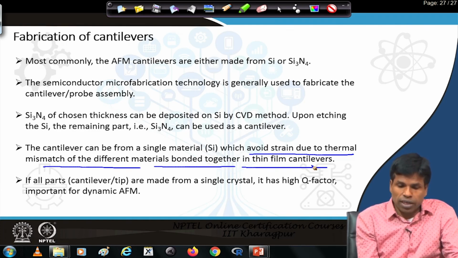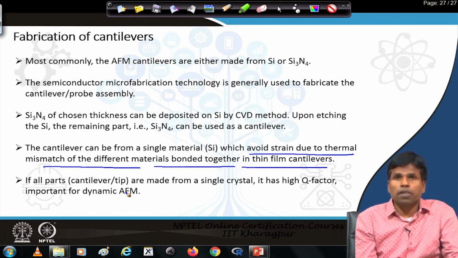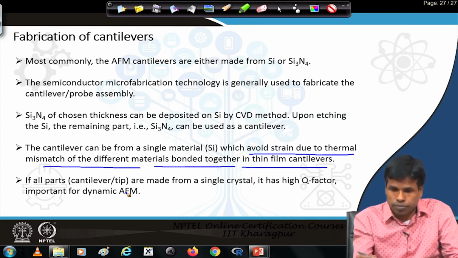And in addition to that, if all parts of the cantilever and tip are made from a single crystal, it has a high quality factor, Q factor, and that is important for dynamic atomic force microscopy.